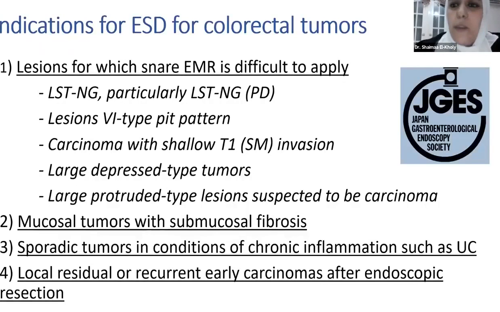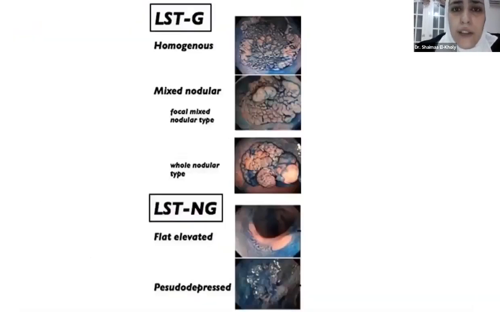But maybe the Japanese were a little bit more bold and they put a lot of indications, maybe regarding laterally spreading tumors, suspicious lesions, lesions with submucosal fibrosis, lesions with chronic inflammation, residual or recurrent lesions. And here you can see this is a laterally spreading tumor. This is the classification of the laterally spreading tumor. You can see here the lesions.